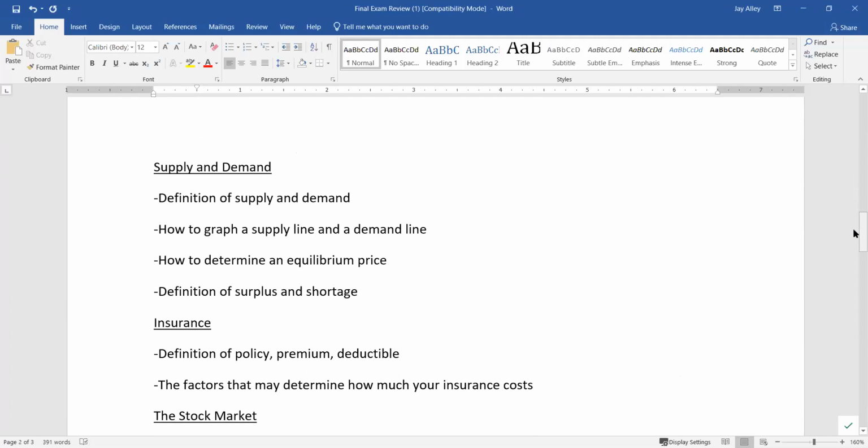Next section, supply and demand. On the test for the first half of the term, that first unit test, I saw a lot of people did not know how to recognize a supply and demand graph. I guess we didn't talk about that enough. Supply and demand are opposite of each other. If you're talking about supply and demand, you have to also talk about how they relate to price.